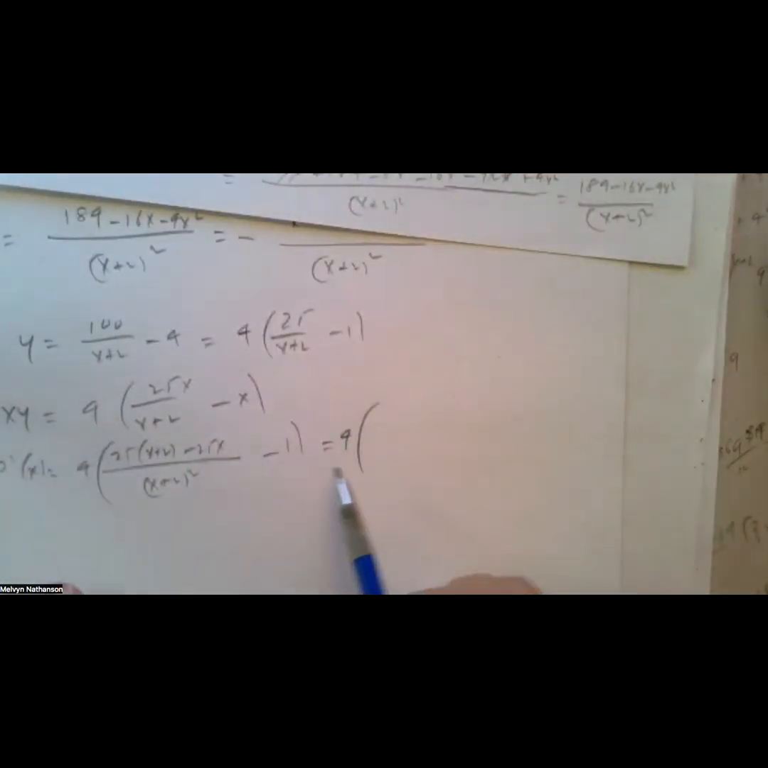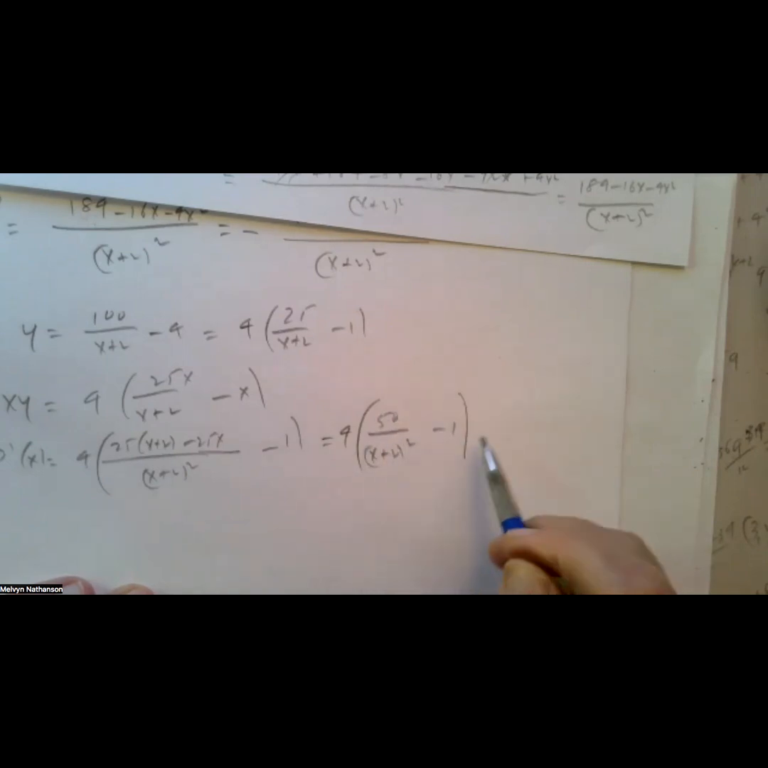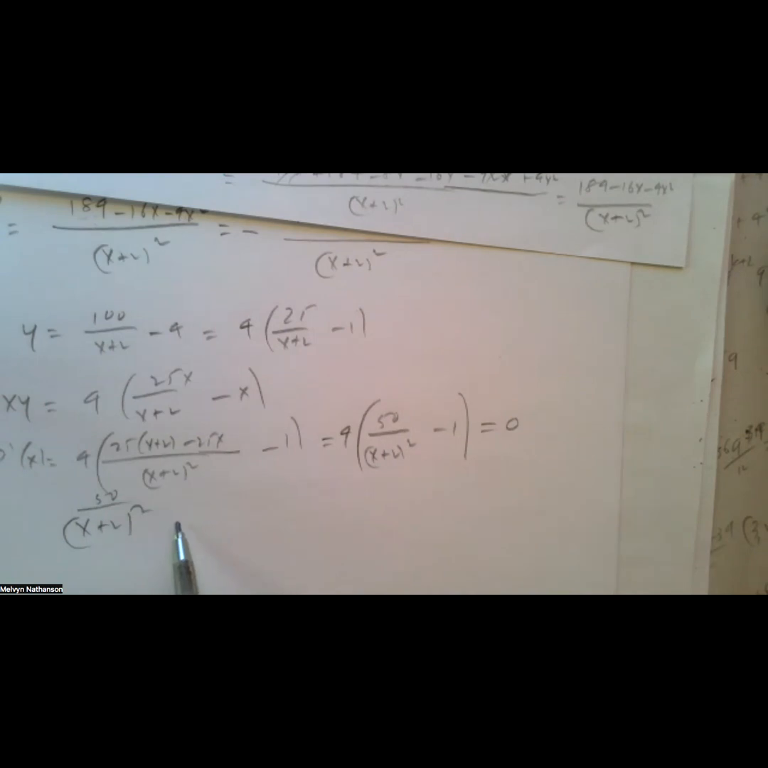So this is 4 times, I have 25x minus 25x, 50, I have 50 over x plus 2 squared minus 1, and I want that to equal 0. So that equals 0 when 50 over x plus 2 squared equals 1, or x plus 2 squared equals 50. So x plus 2 is the square root of 50, which is 5 times the square root of 2. So x is 5 root 2 minus 2.